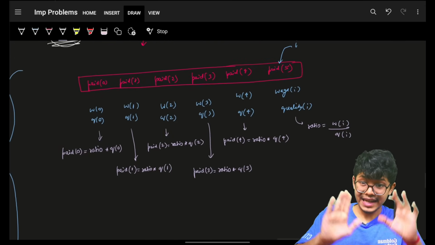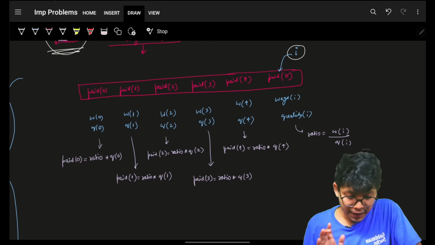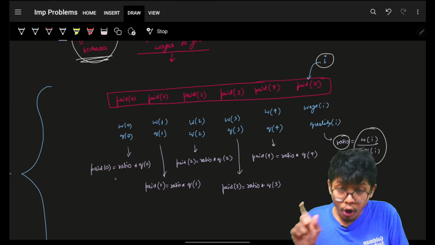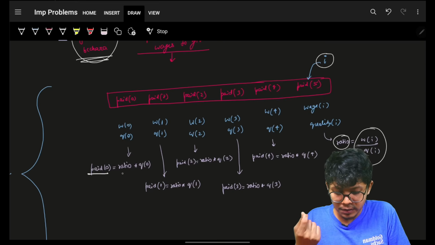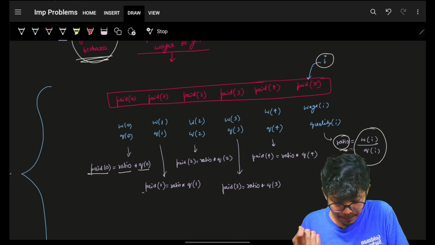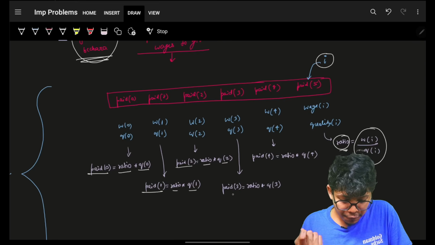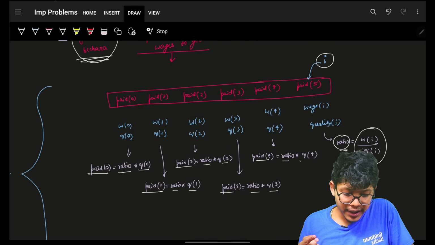Before going further, let's analyze what we did. When the ith person was bechara, I first computed the ratio, right? Then I went to all the previous elements and computed their pay. So paid of 0 will be ratio into quality. This ratio is the ratio of the ith person, who is bechara. Pay of 1 will be ratio into quality, pay of 2 will be ratio into quality, pay of 3 will be ratio into their quality, and pay of 4 will be ratio into their quality.